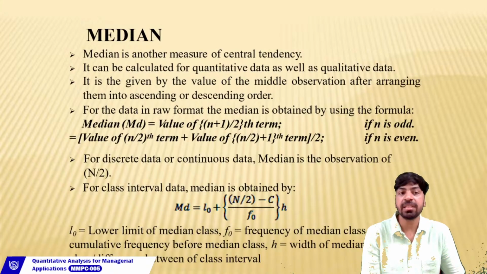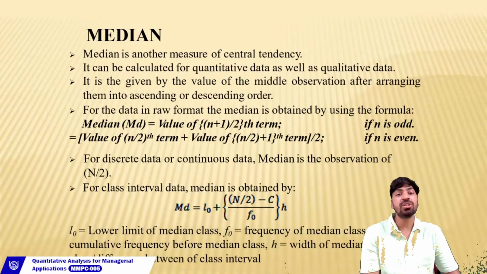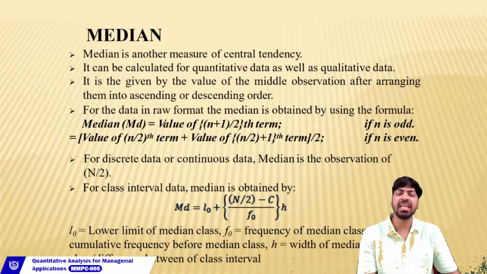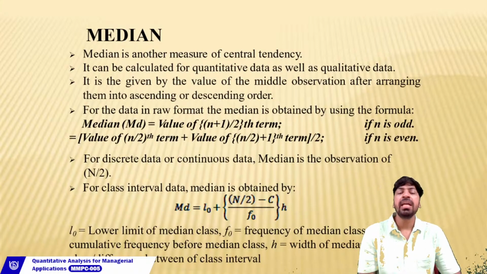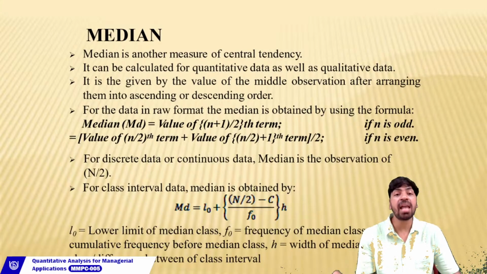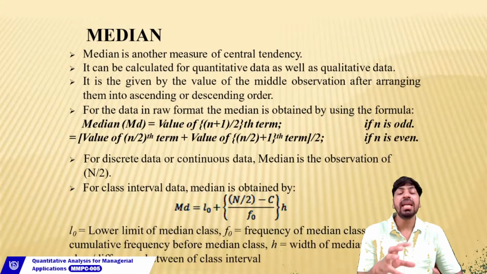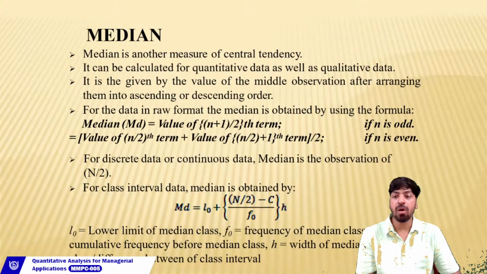Median. What is median? Median is another measure of central tendency. It can be calculated either quantitatively or qualitatively. In other words, the median is the middle value of all the observations which have been arranged into ascending or descending order.